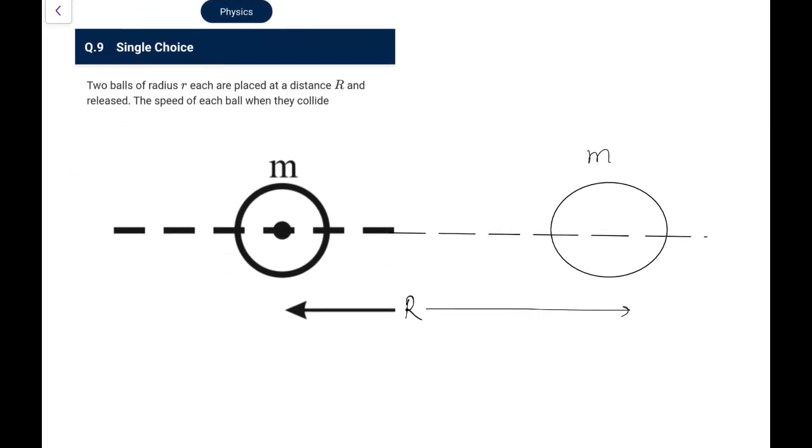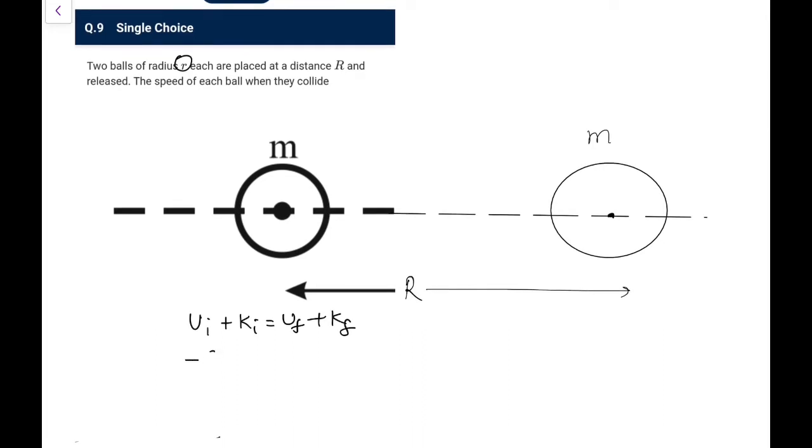Next, two balls of radius r each are placed at a distance r apart. Find the speed of the balls when they collide. First of all, when they collide, the actual distance between them won't be 0. The centers will still be separated by a distance 2r. So I can simply say Ui plus Ki equals Uf plus Kf, taking both as a system, because we know the total energy will remain conserved. There would be no loss as such.